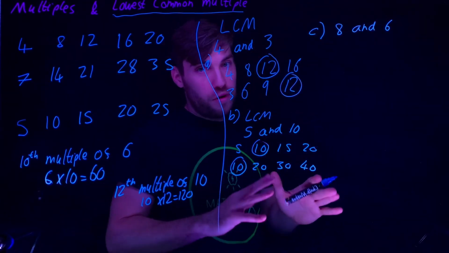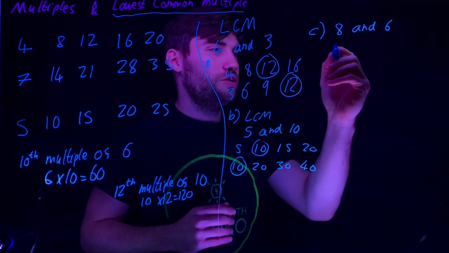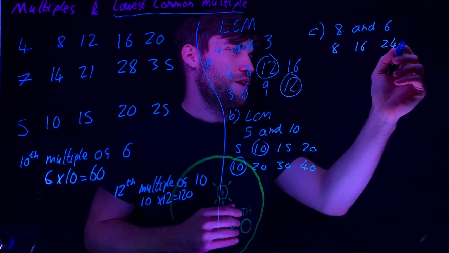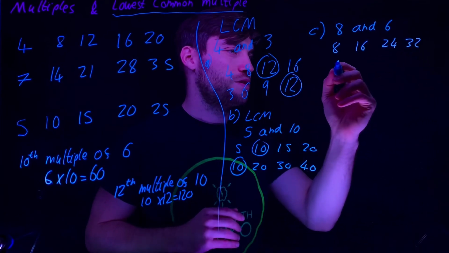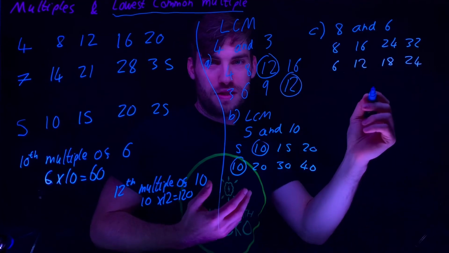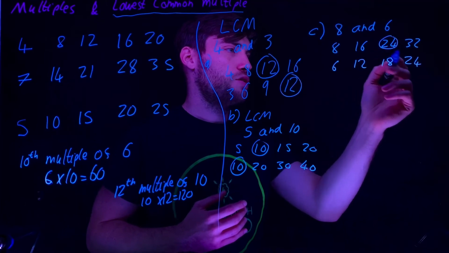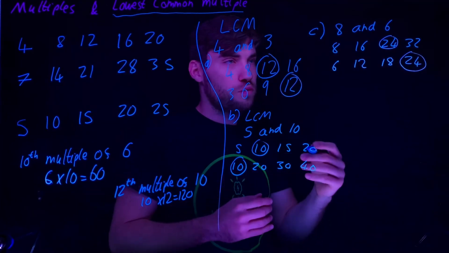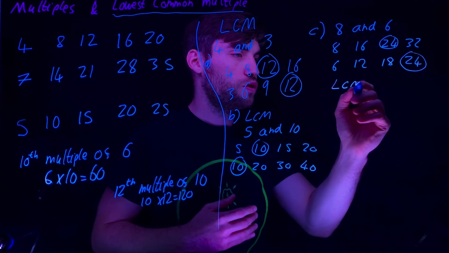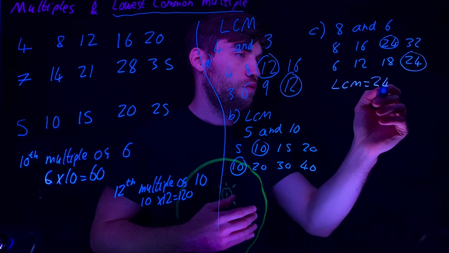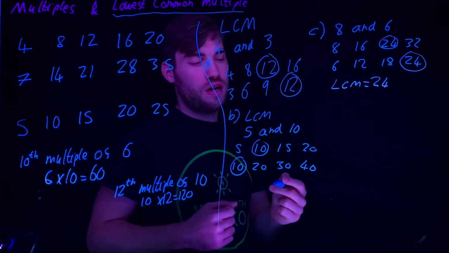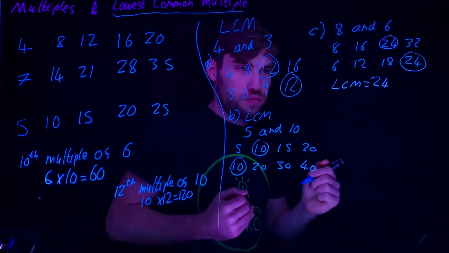Right. So if we pause it, let's have 8 and 6. So we should do the 8 times table: 8, 16, 24, 32. Then do the 6 times table: 6, 12, 18, 24. And you can see there, we've got a match. That's 24. Yeah, the lowest common multiple isn't 48. Don't do 6 times 8. So the lowest common multiple equals 24. That's the smallest number in the 8 times table and in the 6 times table. Yeah, it's the lowest common multiple.